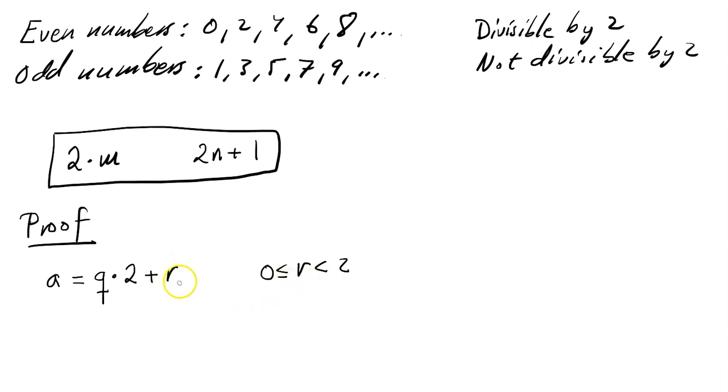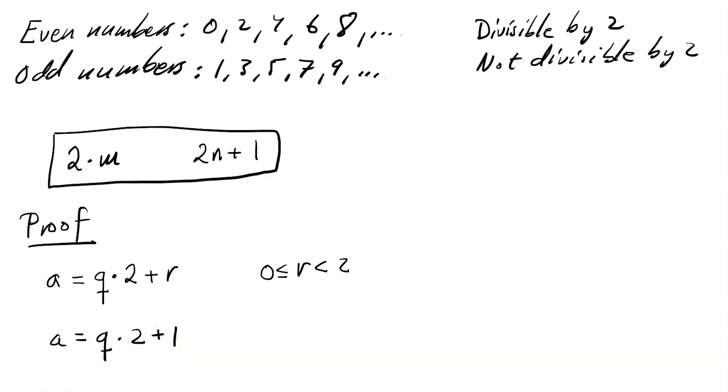It cannot be 0, because if it's 0, then it would be divisible by 2. And we know that it's not divisible by 2. So this r here must be 1. So we have it like this. But that was what we wanted to prove. We want to prove that an odd number can be written as 2 times an integer plus 1.